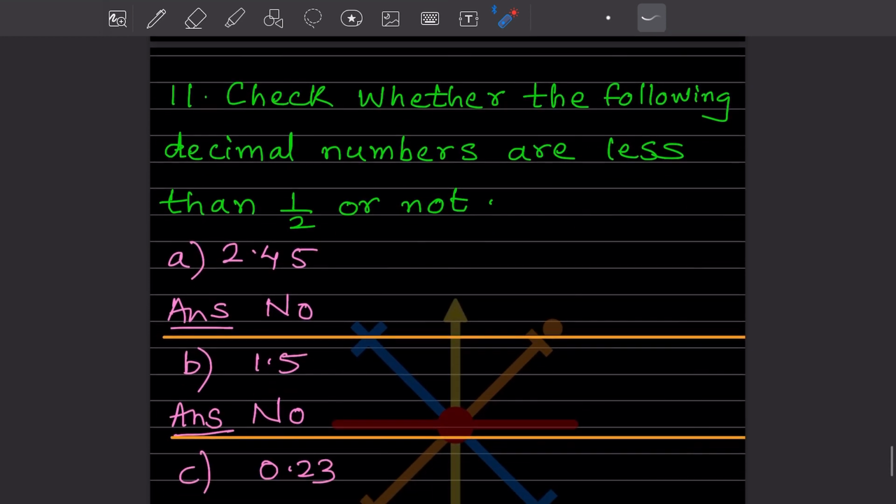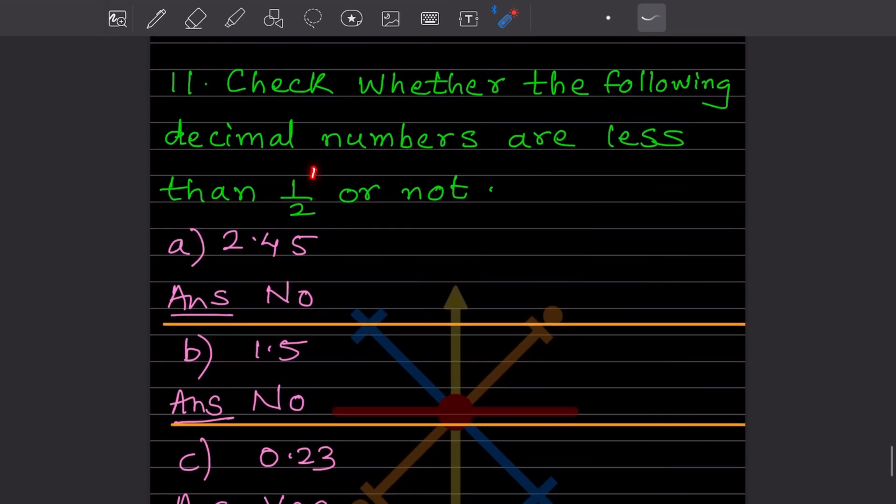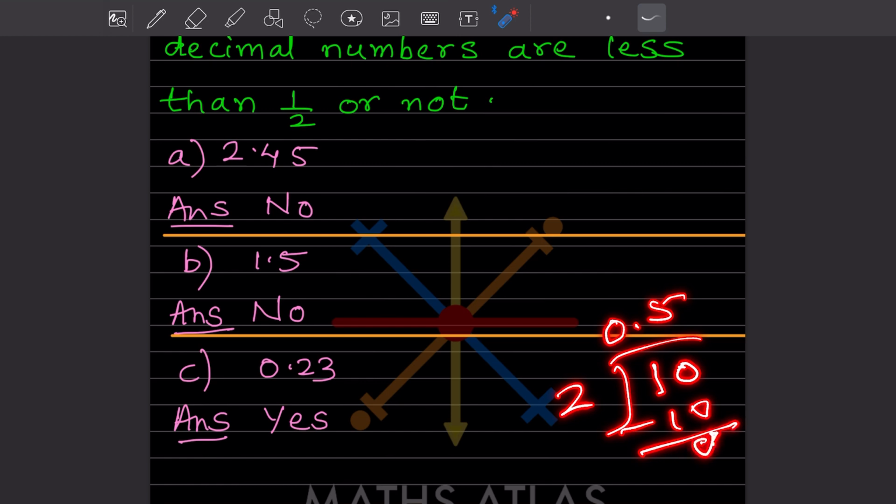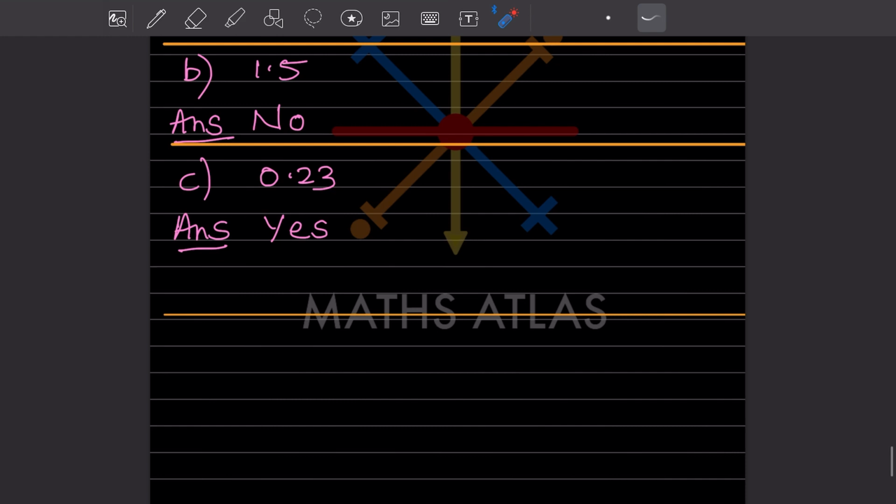Check whether the following decimals are less than half. Half means 0.5, or not. So here, definitely 2.45 is not less than 0.5. 1.5 is definitely not less than 0.5. 0.23, yes, because half means 0.5, isn't it? Half is 1 divided by 2, so if you put 1 by 2, this will be 0.5. And this is 0.23, so definitely it is less than 0.5.